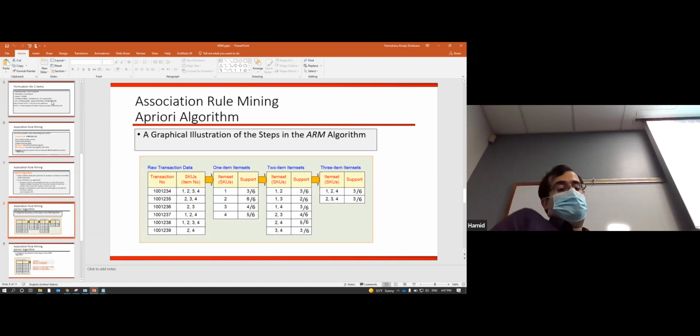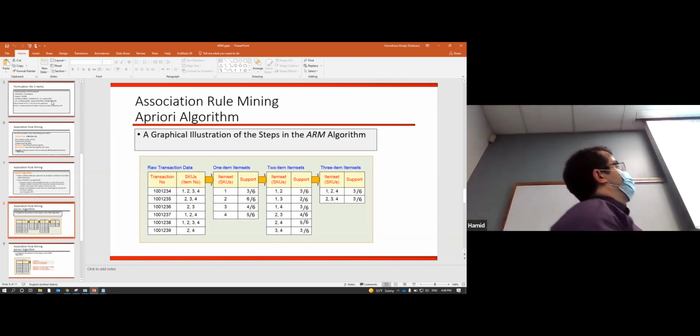Okay, so let's look at this example. We have 6 transactions. In each transaction, we have item IDs. For example, the first one, 101, has items 1, 2, 3, 4. And the last one, 112, just has items 2 and 4. Support of an item means the probability of that item happening. 3 out of 6 transactions have item 1. So support for item 1 is 3 divided by 6. For item 4, as you see in the first, second, fourth, fifth, and sixth transactions, you have item 4. So support for item 4 is 5 divided by 6.